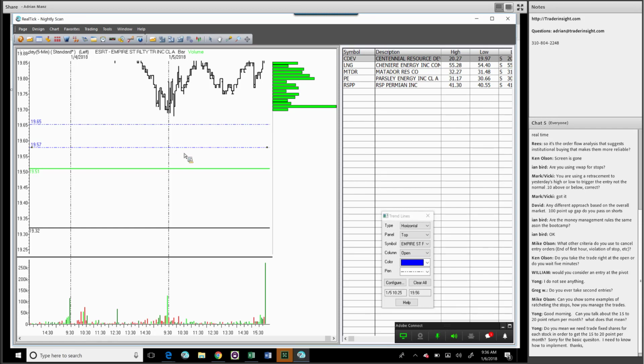So it's a little bit different than the straight around the horn method, where you're looking at the distance between an entry and a profit target to move it around. I'm using those pivots pretty extensively.